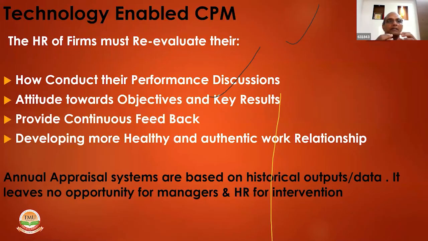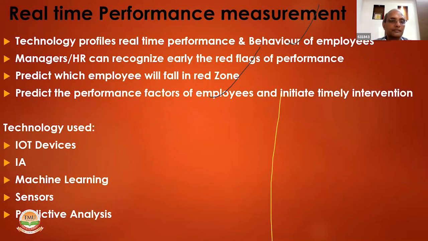I'll just run through technology-enabled continuous performance management. That means use technology to the hilt. You can continuously measure them. A typical example is Mundra Port, where Adani uses technology for measuring the performance of its drivers. The trucks are fitted with IoT devices and sensors to know whether the driver is overspeeding, using unwanted brakes, or applying sudden brakes. Based upon that continuous performance data, you can assess, call back the driver and give necessary counseling, so that you have timely action.